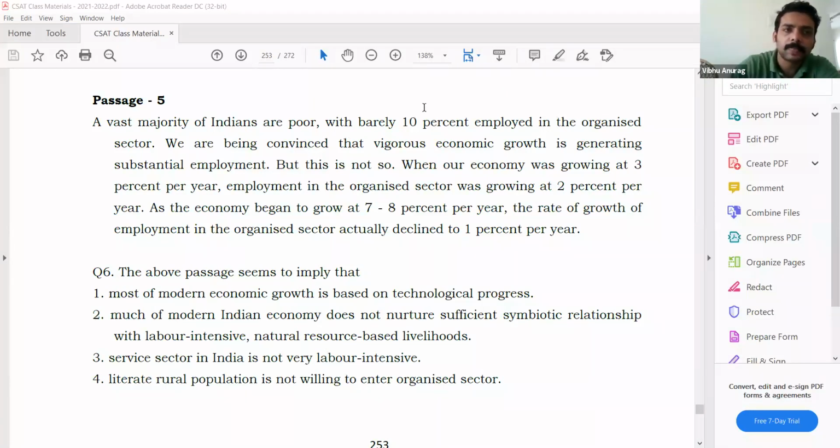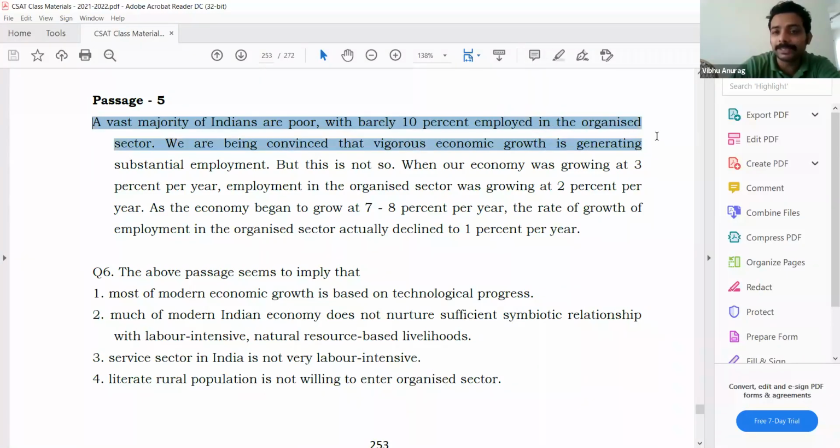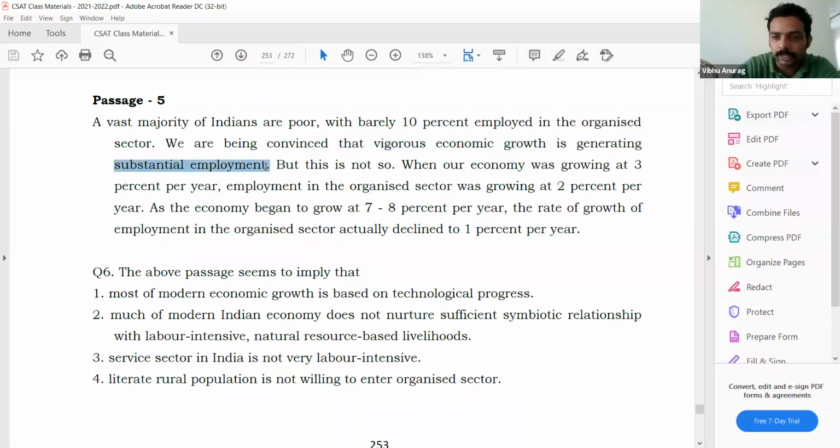First passage. Okay, so let's see this passage 5. It says that a vast majority of Indians are poor, with barely 10% employed in the organized sector. It says that we are being convinced that vigorous economic growth, vigorous means strong economic growth, is generating substantial employment. So that's what we are being convinced about. But this is not so.